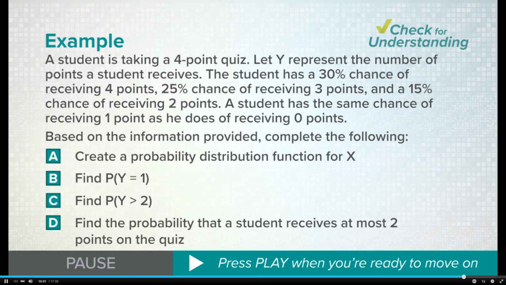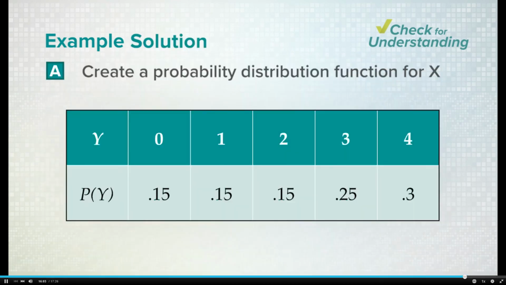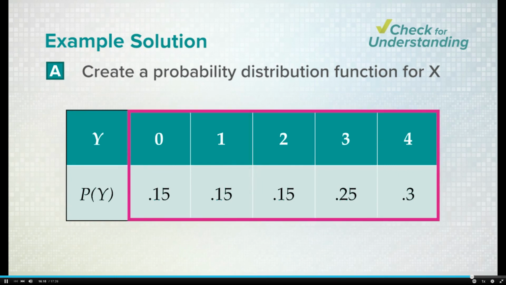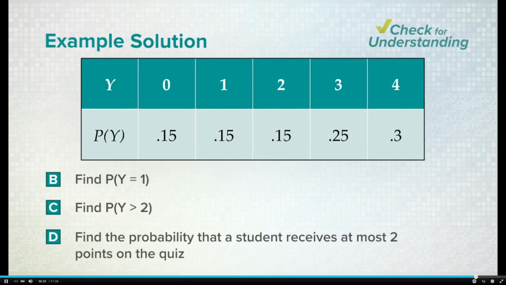Here's the solution to this check for understanding. As you see here, this is the probability distribution you should have created for part A. I didn't give you the probability of getting 0 or 1 points, but I did tell you it was the same. Since I know that all the probabilities have to add up to 1, I can figure out those two probabilities. The answers to part B, C, and D are here. They're based on the probability distribution that you just drew.